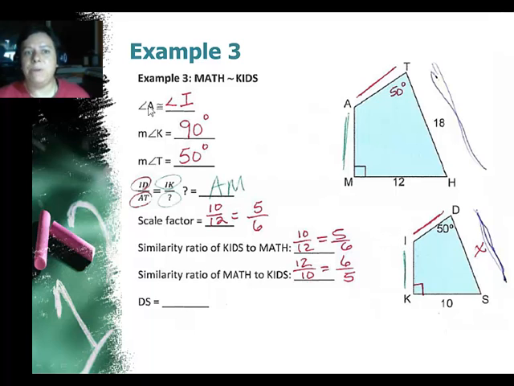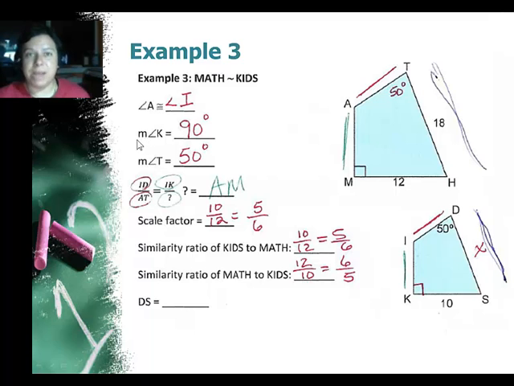So they didn't ask me for the measure. If they had asked me for the number of degrees, there would have been an M in front of it. And I would have been stuck because there is no measure for either one of those. I don't think I could have figured it out, unless I had had a protractor. So I just need to say angle I is congruent to angle A.